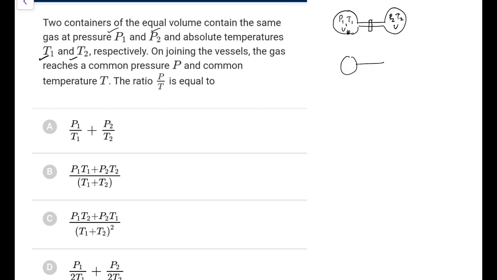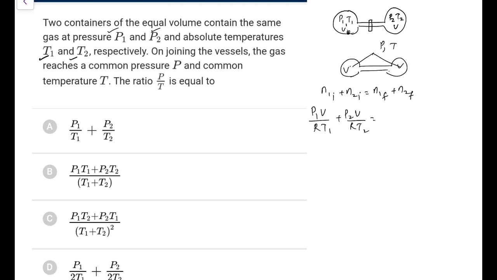Now when you connect them, let me draw it more properly, the valve is open. Finally both will have the same pressure and temperature, and the volume of each part will remain the same. What happens during this? First of all, the moles are going to remain constant. Some gas might go from 1 to 2 or from 2 to 1, but the total moles must remain the same. So N1 initial plus N2 initial is N1 final plus N2 final. And N is PV by RT, so I can write it as PV upon RT1 plus P2V upon RT2. Finally I can treat both as the same chamber: the pressure is common, the final volume becomes 2V and the temperature becomes T.